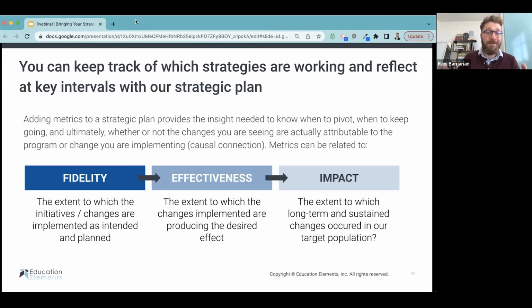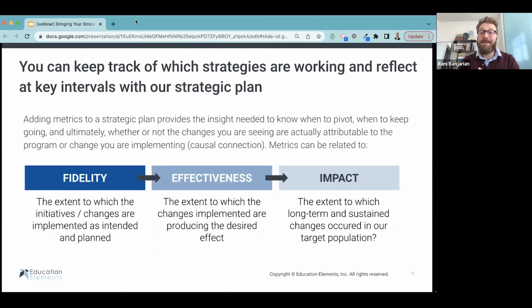The first layer, the first tier of metrics is fidelity. Did we do the thing? If we said that we were going to create a flow chart for our decision-making process, did we actually create a flow chart? And that can be a simple yes or no, like, did we do this thing? And if I, as a parent in the district, can go in and see, oh, hey, they created a flow chart, they are on track. I'm really interested in this particular initiative, in this particular project. I see that they created a flow chart. That's that first tier. The extent to which the initiative was implemented. Did we do the thing?